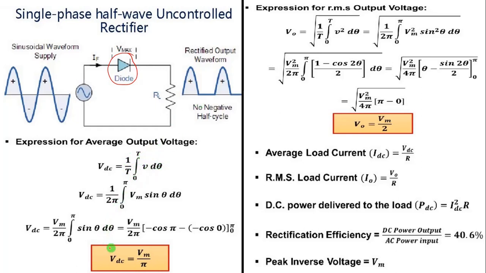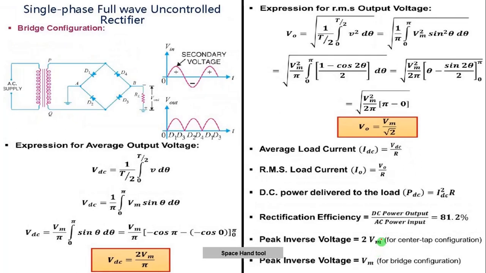We will get VDC as Vm by pi, and the RMS voltage, the root mean square voltage, is the root of 1 by T integral 0 to T of V squared d theta, which we get as Vo equal to Vm by 2. The rectification efficiency here is around 40.6%, and the peak inverse voltage, the maximum voltage a diode can withstand in reverse bias condition, is Vm.